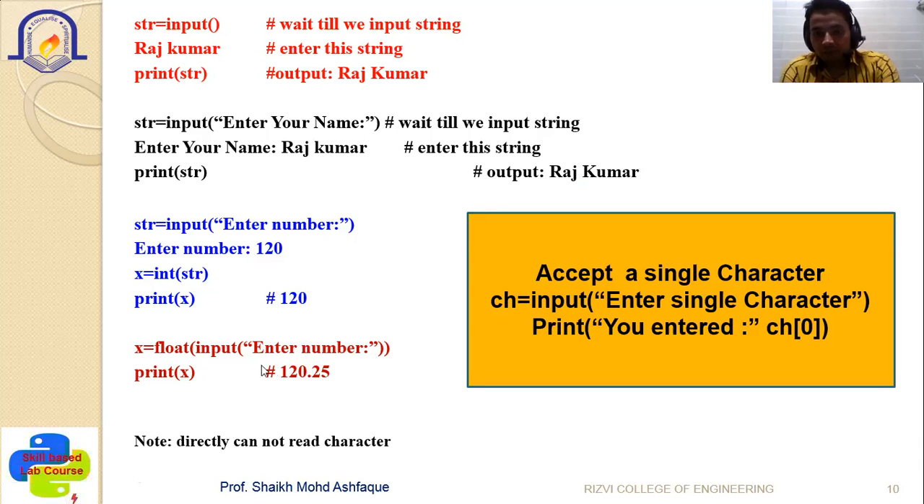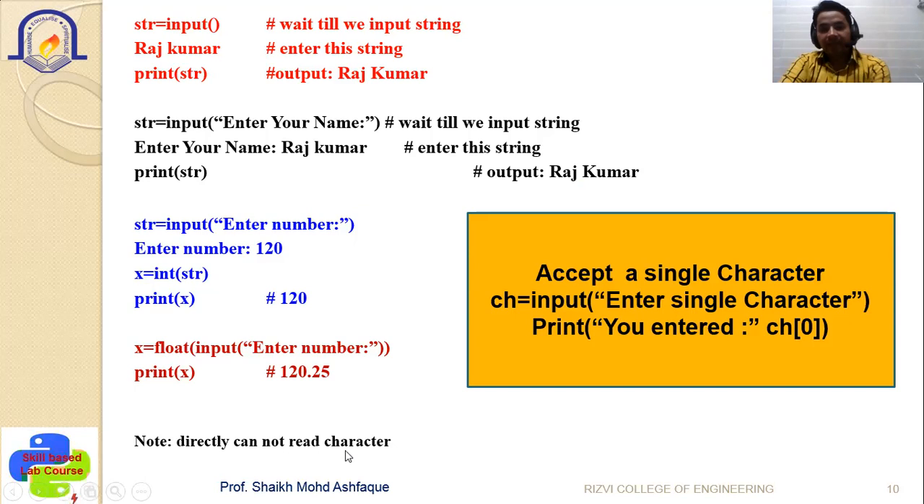Likewise here in the red color you have written x is equal to float, input enter a number. So here I want to accept the float number from the input. Float is basically your data type of the float. Then input is basically used to accept the data from the user. Then enter a number. Then print x. Whenever printed, it will display the output as 120.25.